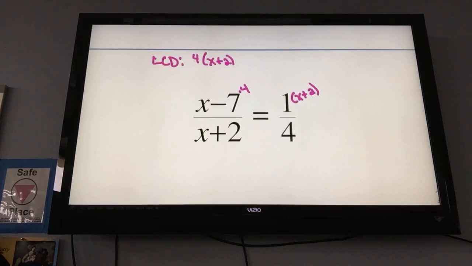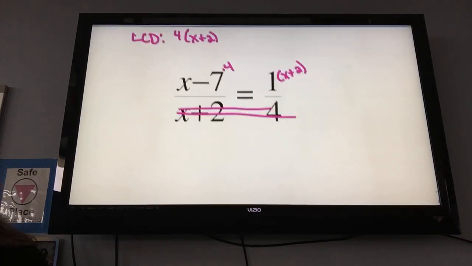What you have to know when you use the shortcut though, because you're not visibly canceling out the denominators, is that when you use the shortcut, these are gone. Denominators are gone when you use the shortcut. There's still no fraction left.